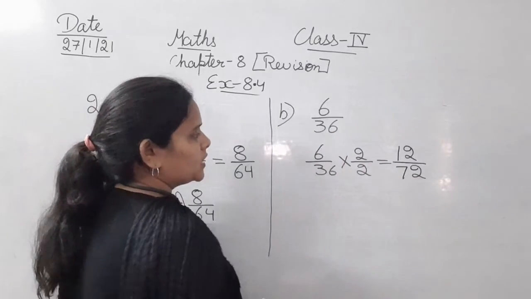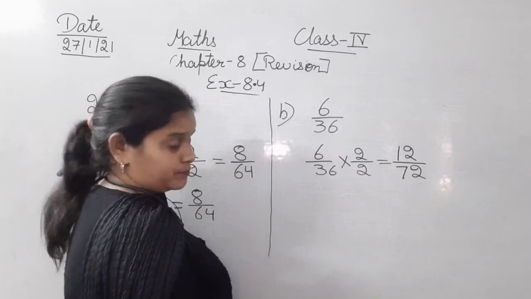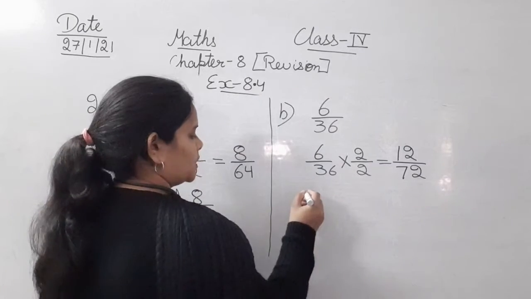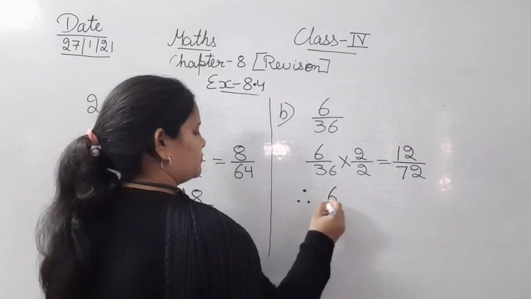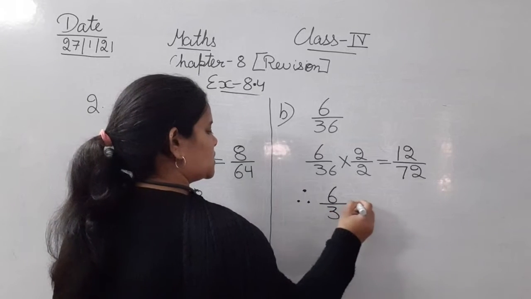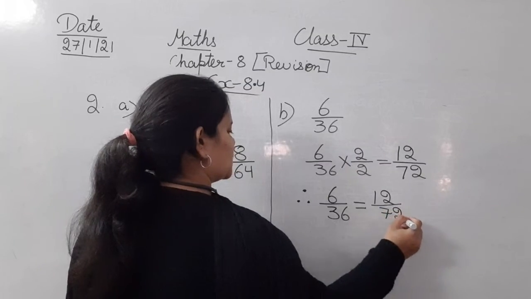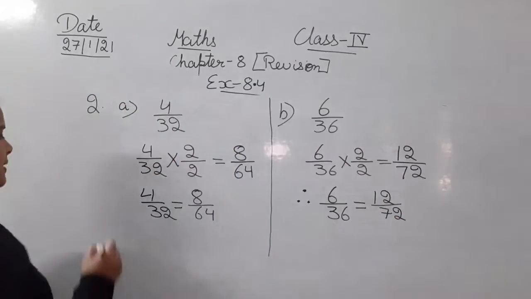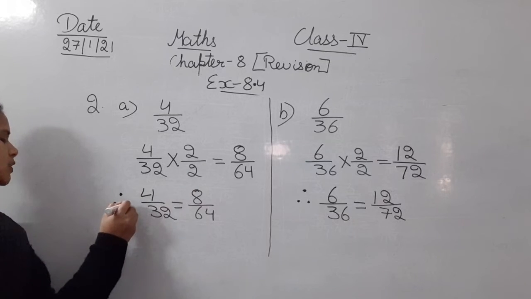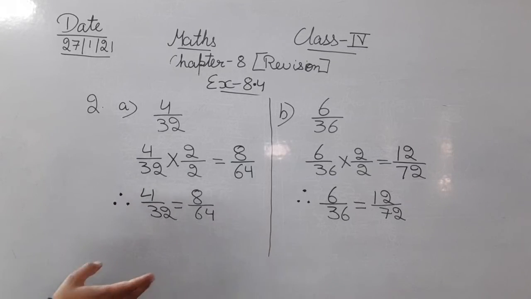So the equivalent fraction to 6 upon 36 is 12 upon 72. तो लिखेंगे therefore 6 upon 36 is equal to 12 upon 72, ओके। यहाँ पे डालिए therefore, यहाँ पे भी डालिए therefore 4 upon 32 is 8 upon 64, whereas 6 upon 36 is equal to 12 upon 72, okay. So this is the solution of the A and the B part of question number 2 of exercise 8.4.